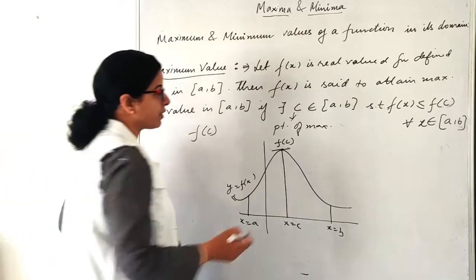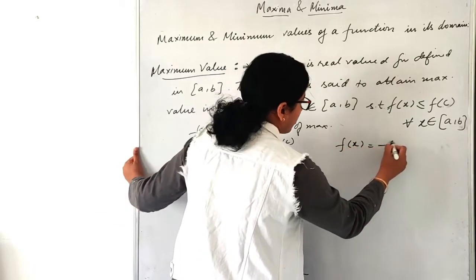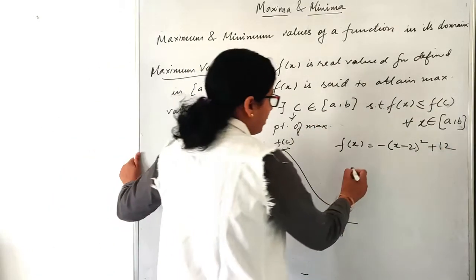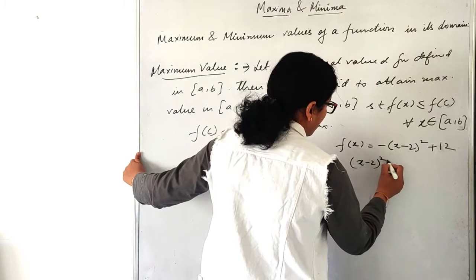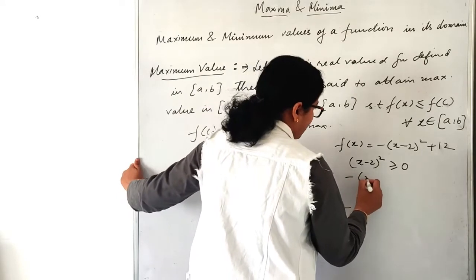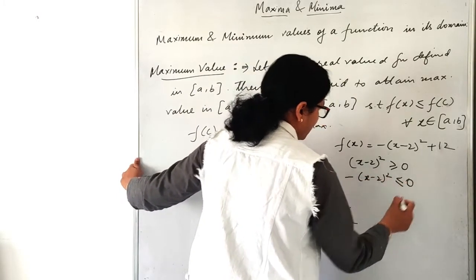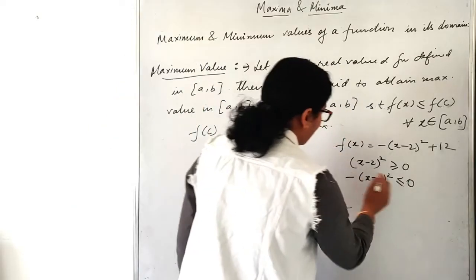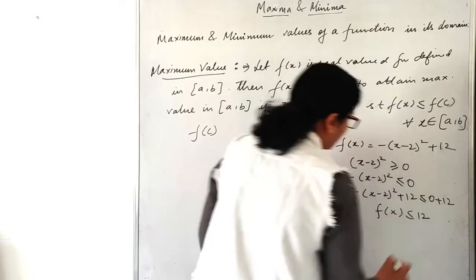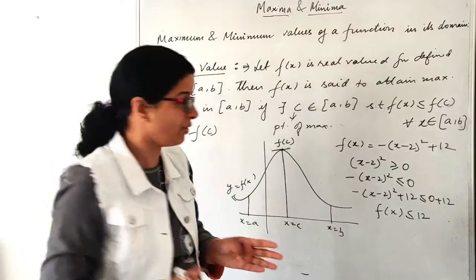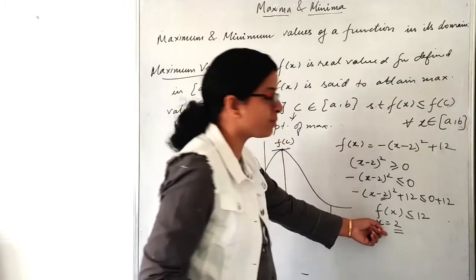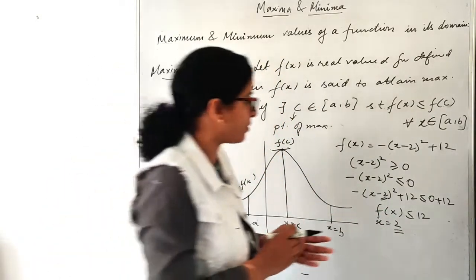Now let us take one example. Say for example, if I have f(x) is equal to minus (x minus 2) whole square plus 12, right? So I know (x minus 2) whole square will be always greater or equal to 0, right? Now if I write minus (x minus 2) whole square, it will be always less than or equal to 0 because of the negative. So now if I add 12 both the sides, what I am getting here, f(x) less than or equal to 12. It means maximum value what my function can attain is 12. At what point? At x is equal to 2. So x is equal to 2 is my point of maxima, and the maximum value is 12.